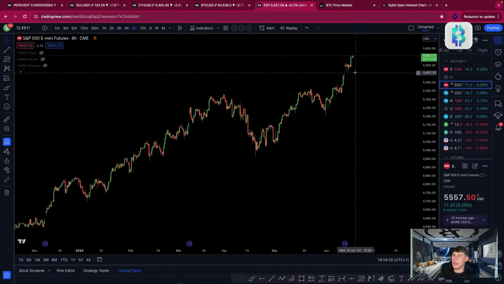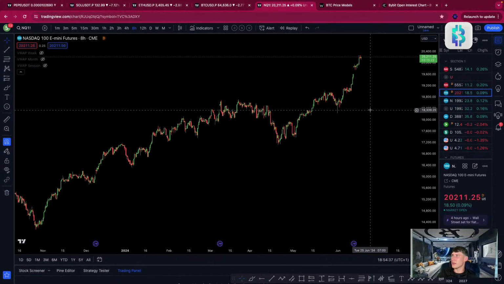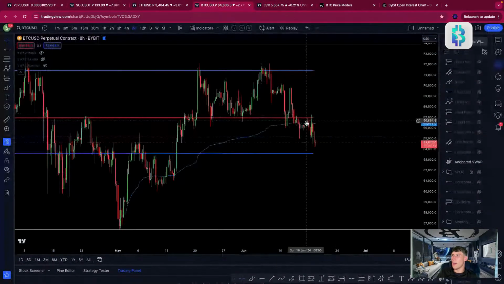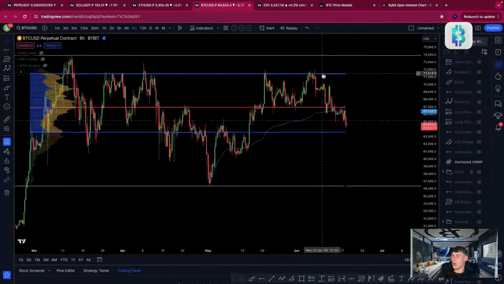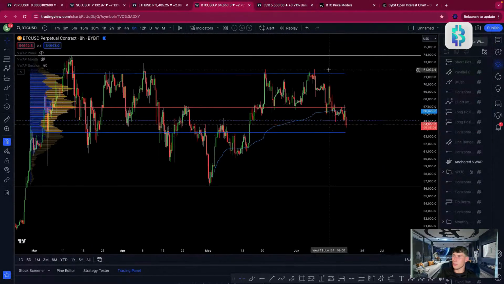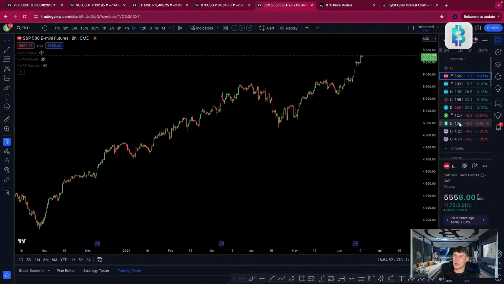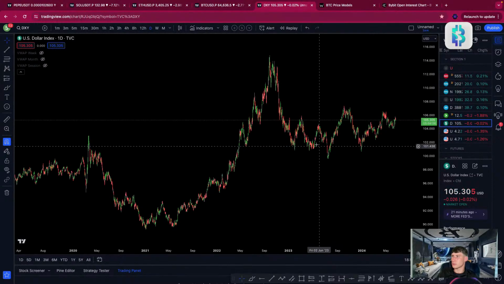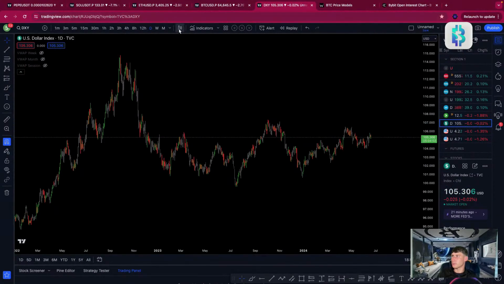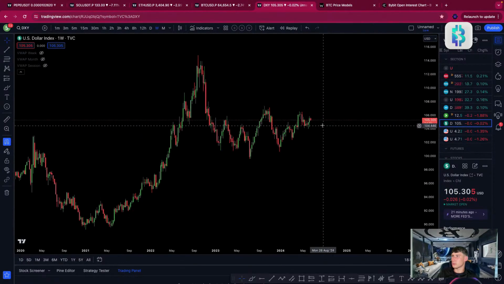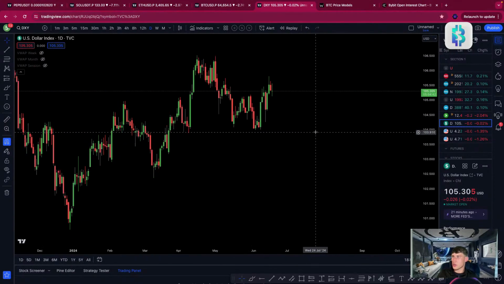The ES though, man, the ES is just pumping. It's just pumping, and the NQ as well. Just all-time high after all-time high after all-time high. But Bitcoin is pulling back. And we tend to see these two markets be quite correlated to each other. We're kind of seeing the opposite right now. Let's take a look at the DXY as well.